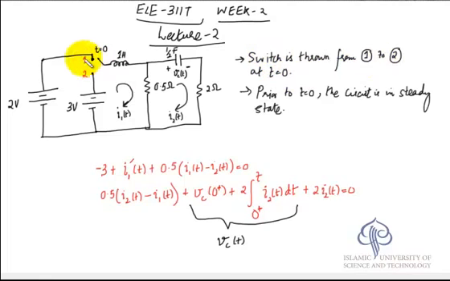So initially the circuit is connected to the 2-volt source, and then at t equal to 0 it is suddenly connected to the 3-volt source. And prior to t equal to 0 the circuit is in steady state. So when it is connected to the 2-volt source, the circuit has already achieved steady state.